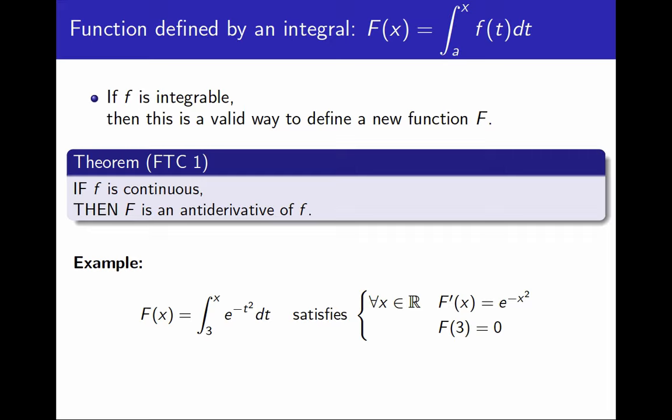And we don't write this function in any simpler way because there is actually no simpler way to write it. It often happens that this is the only way to construct an antiderivative, but that's okay because it's a valid way to define a function.